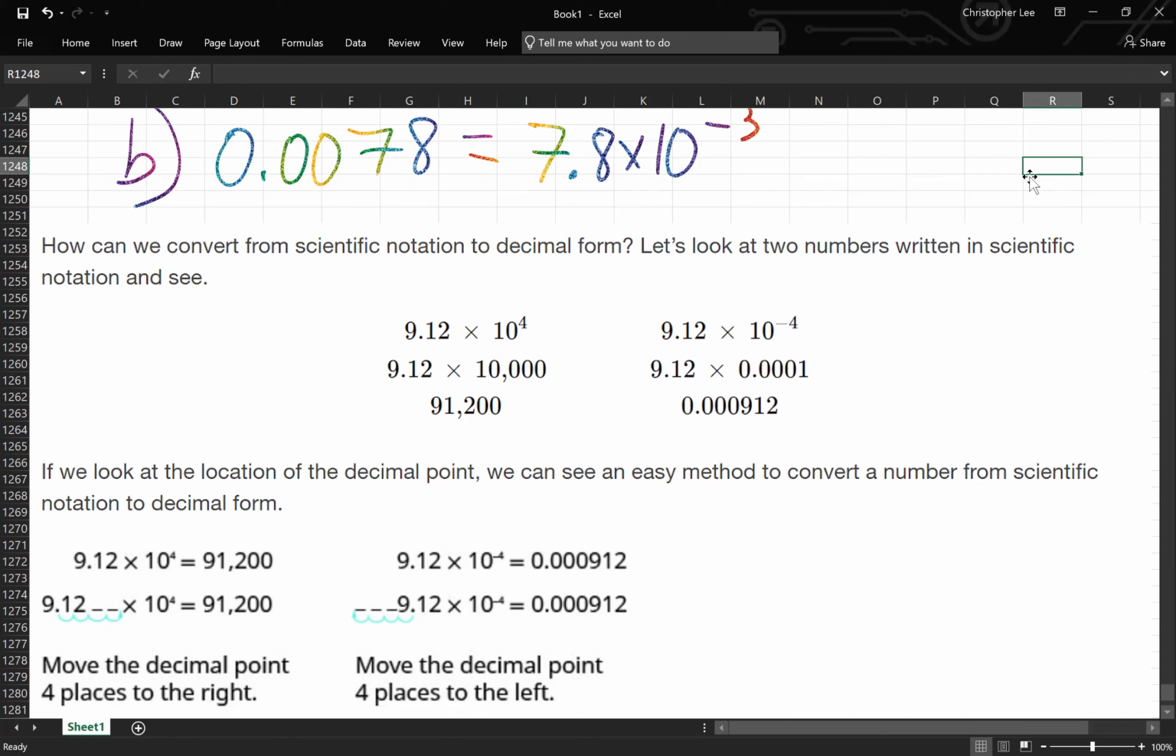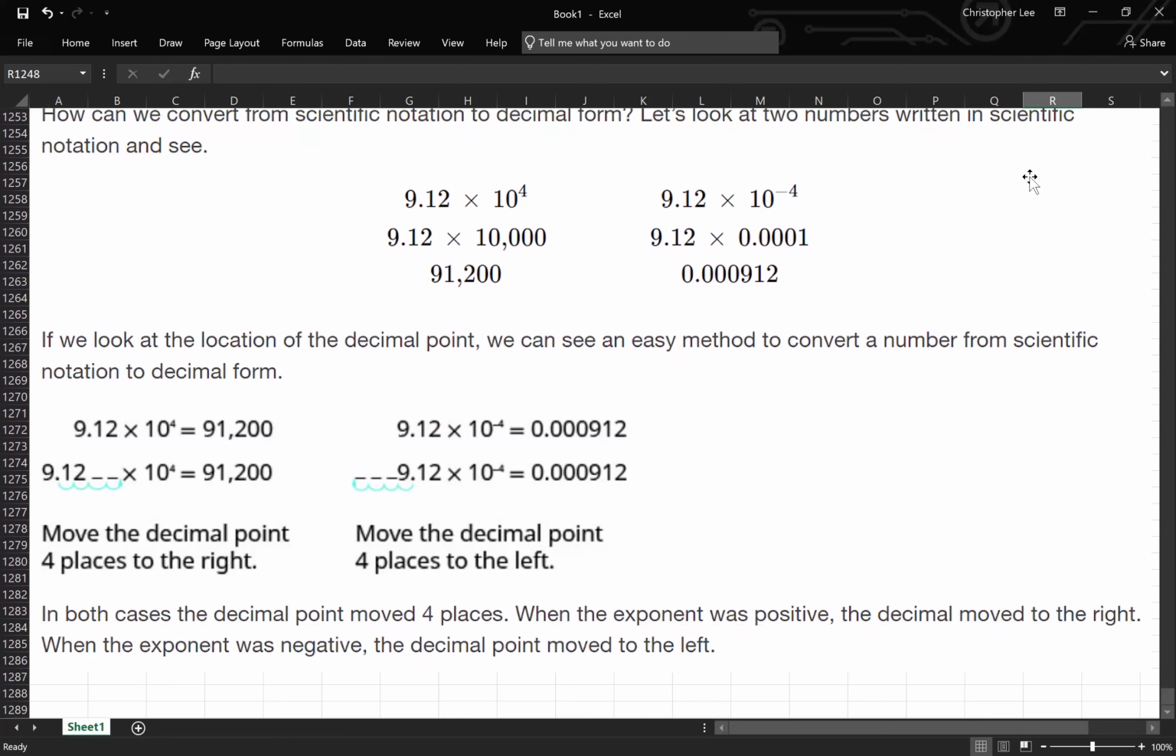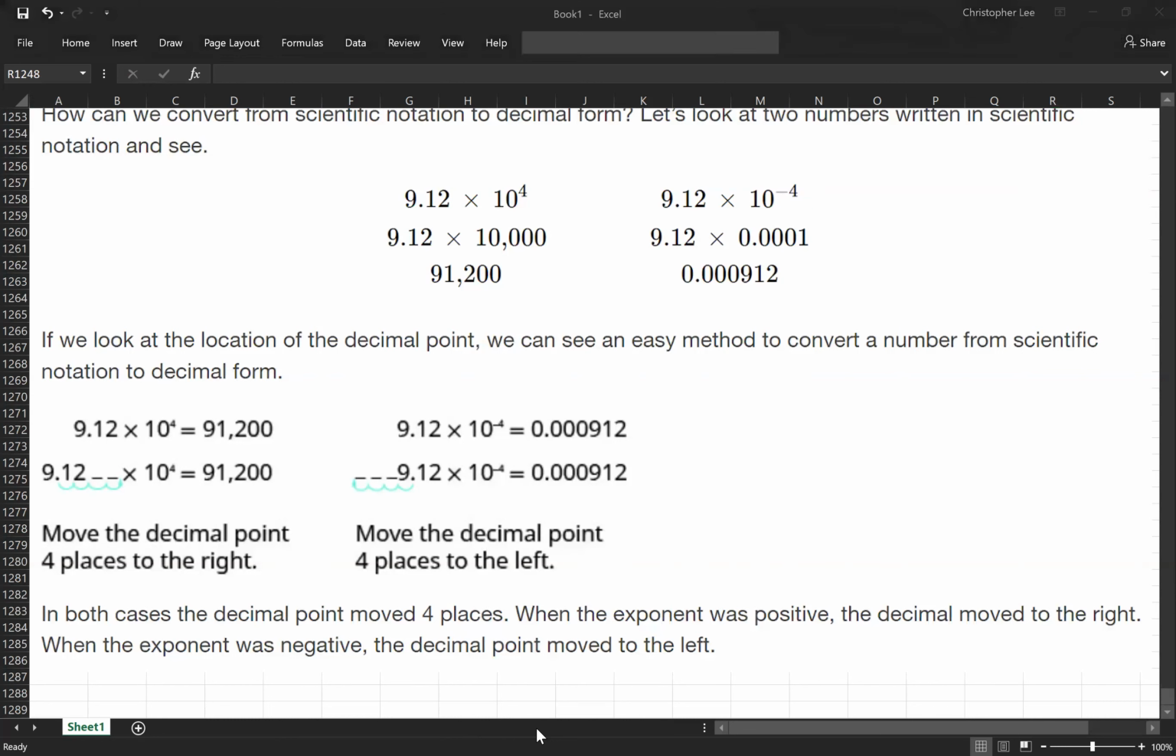Similarly, for the 9.12 times 10 to the negative 4 power, take the decimal and move it 4 spaces to the left, right? And then you get 0.000912. So in both cases, the decimal point moved 4 places. When the exponent was positive, the decimal moved to the right. When the exponent was negative, the decimal moved to the left. So this is how we go in reverse, how to go from scientific notation to the whole number that we were working with.